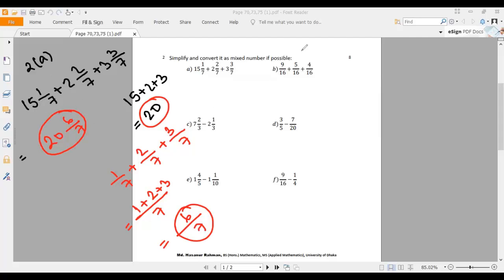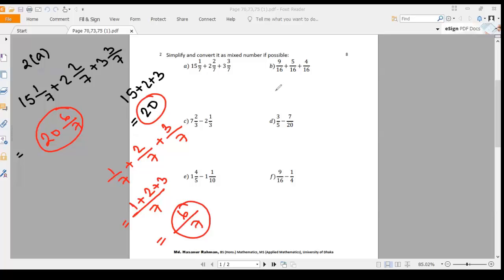Okay, very simple. Now number B. Number B is super easy. How can you solve it? Look, number B, 16, 16, 16. Denominators are 16. So we can say these fractions are like fractions. So if we have like fractions, then we have to only add the numerators. Okay. So 9 plus 5 plus 4, what will it be? 9 plus 5, that will be 14. 14 plus 4, that will be 18.